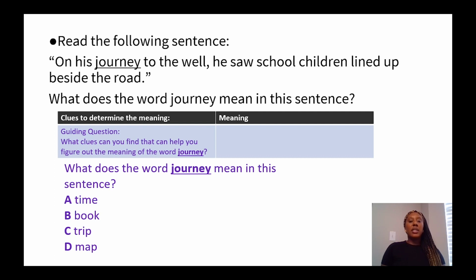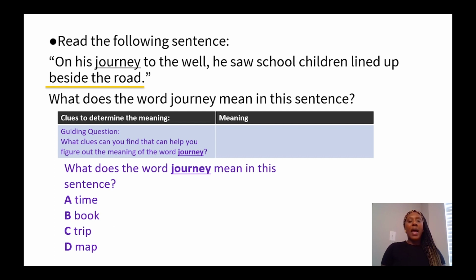Once I read the sentence, I'm then going to find clues that are going to help me determine or figure out the meaning of my unknown, unfamiliar, or multiple meaning word. So in this sentence, I want to find some clues that will help me determine what the meaning of journey is. In this sentence, the clues that I'm going to pull out is the phrase beside the road. So I know that this person is on the way to a well and he is on a road of some type.